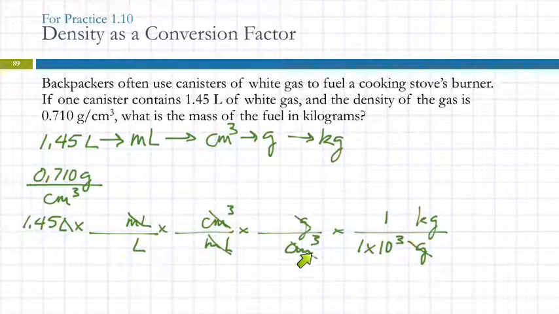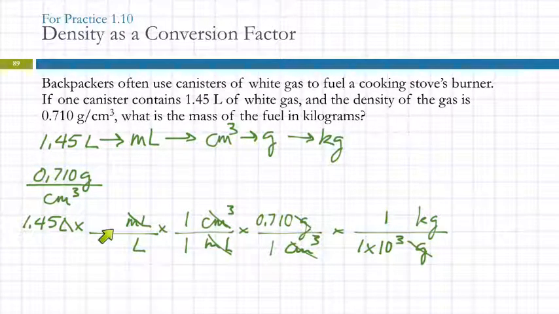Here's grams and cubic centimeters. You're not going to find that in a table or a conversion factor or anything. That is the density of the white gas. That is specific to this problem talking about white gas. So 0.710 grams per cubic centimeter. Centimeters cubed to milliliters is 1 to 1.